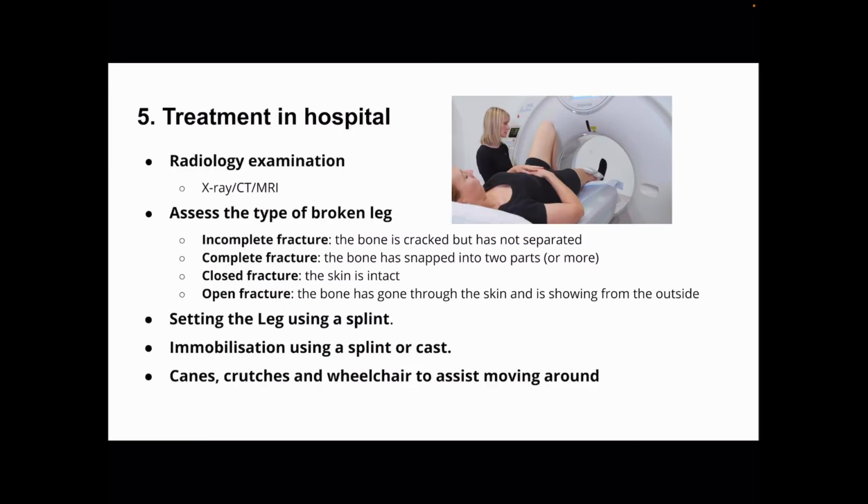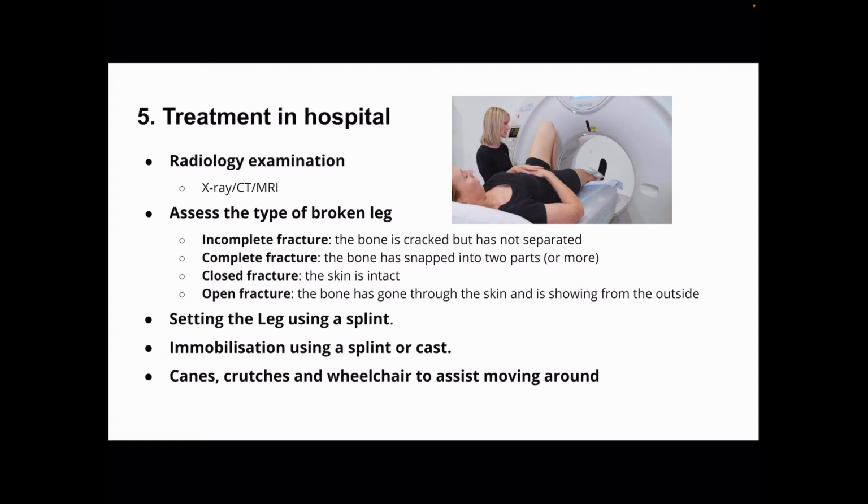Now let's look at the treatment after the patient arrives at the hospital. Radiology examinations such as X-ray, CT, and MRI are normally needed to assess the type of broken leg and to decide further treatment. An incomplete fracture is when the bone is cracked but has not separated. A complete fracture is when the bone has snapped into 2 parts or more.